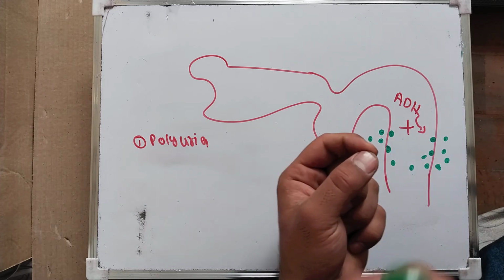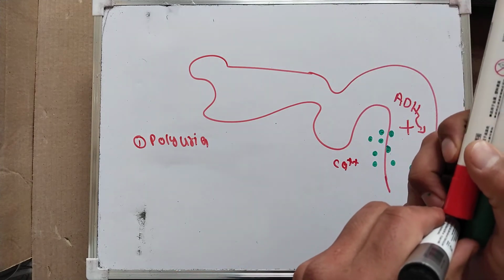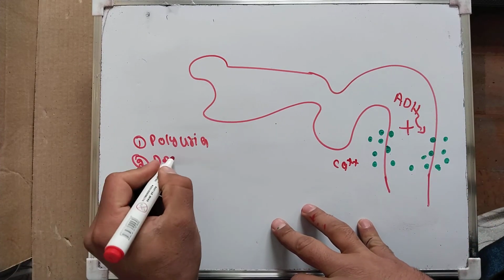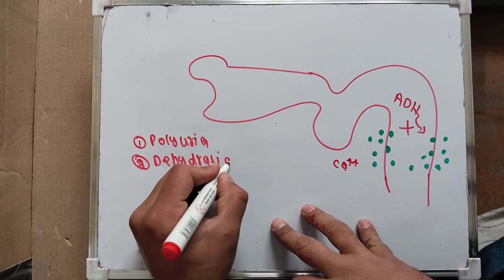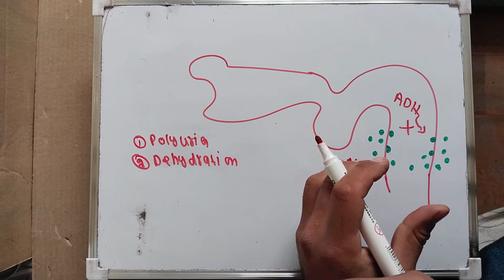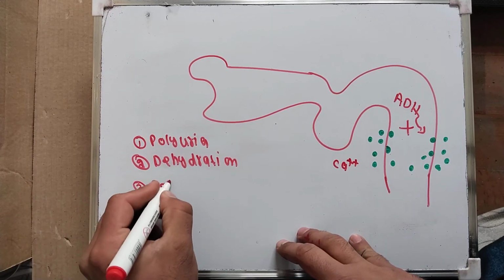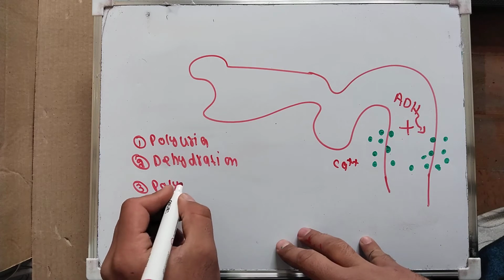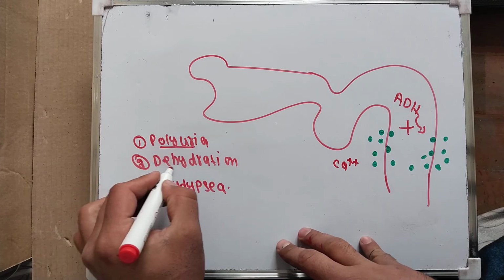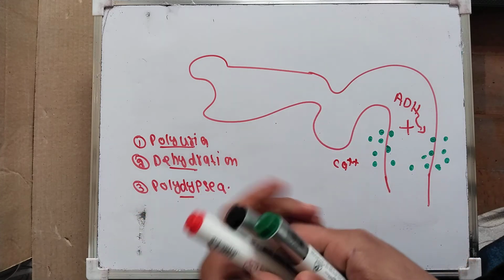Due to this dilute urine, most of the water will move out of the body, and we will have decreased concentration of water as a result at the end, and this is known as dehydration. So in the body we will have the problem of dehydration. Now this person has a deficiency of water in the blood, so this person will drink a lot of water because he needs a lot of water, and this is known as polydipsia. So this person has polyuria, dehydration, and polydipsia. This is just like diabetes insipidus.